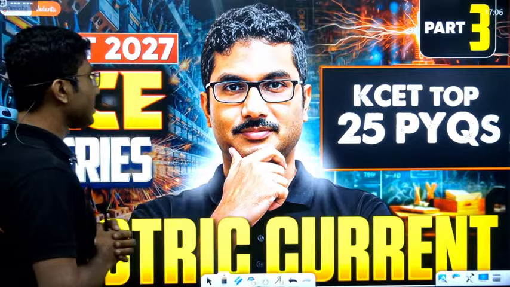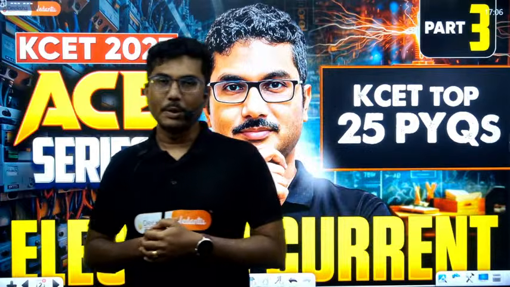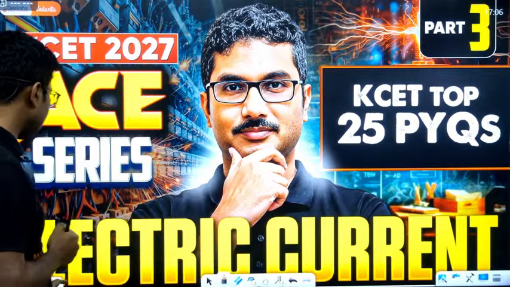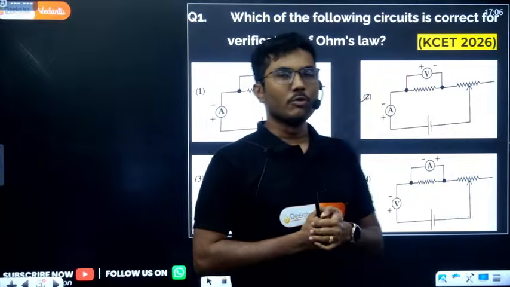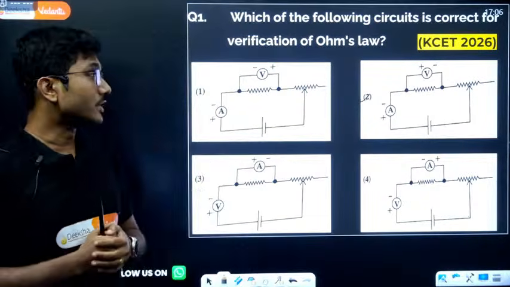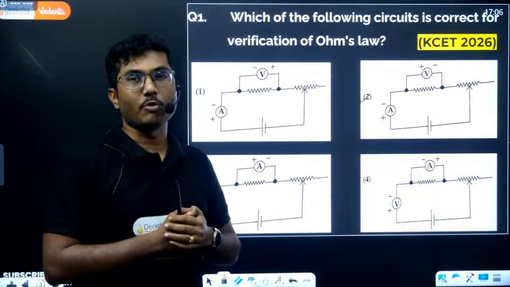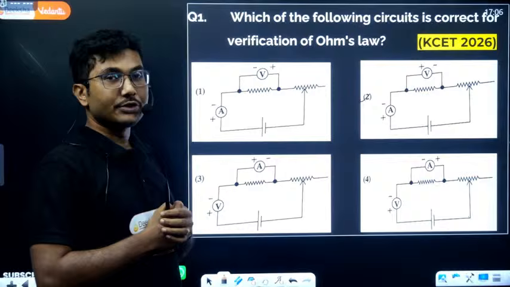And in today's session, we are going to discuss electric current 25 PYQs from the previous year papers, including 2026. Each and every year, almost 5 to 6 questions come from this chapter alone. So this is the most important chapter of the entire second PUC.